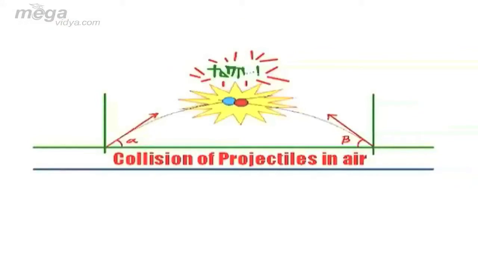In this part, we are understanding collision of projectiles in air. Here, we are taking a special case in which two projectiles are thrown from two different points in opposite directions so that with time they come closer to each other.